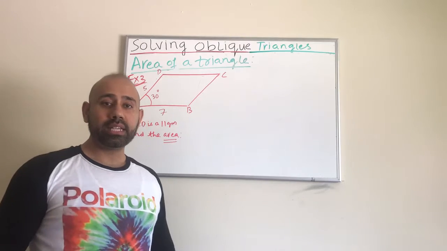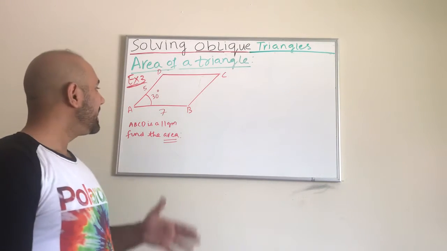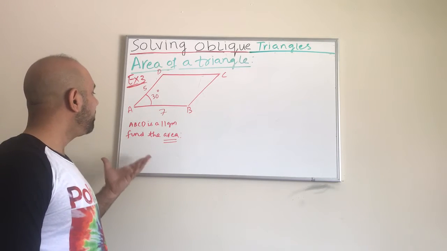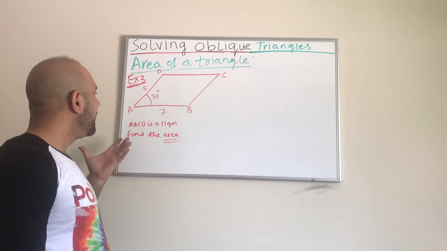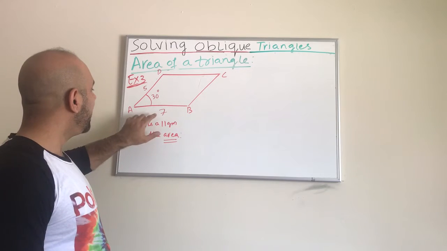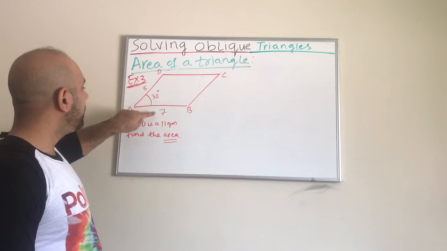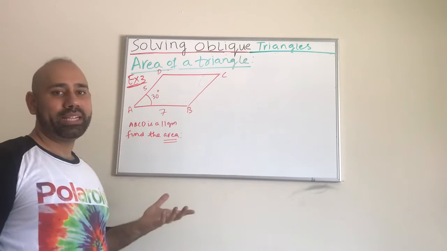Guys, let us look at another example on finding the area. In this case, we are not just finding the area of a triangle, but we want to find the area of a parallelogram ABCD. In this parallelogram, we have the measure of two sides. One of the sides measures 5 and the other one 7, and we have the included angle as well.